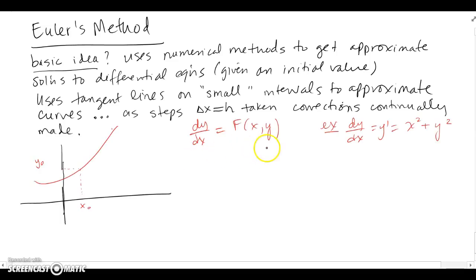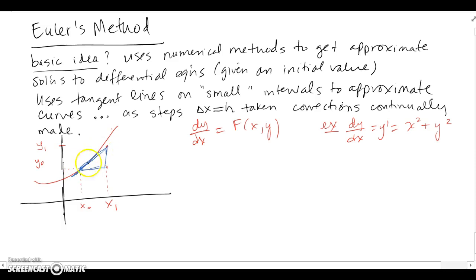So for example, we'll be given a differential equation. You'll see that the function on the right side will depend possibly on x and y, describing the tangent lines of that curve for any given point x, y. And if we're given an initial location, let's say x0 and y0, and we want to get to the next step, we're going to be using a tangent line.